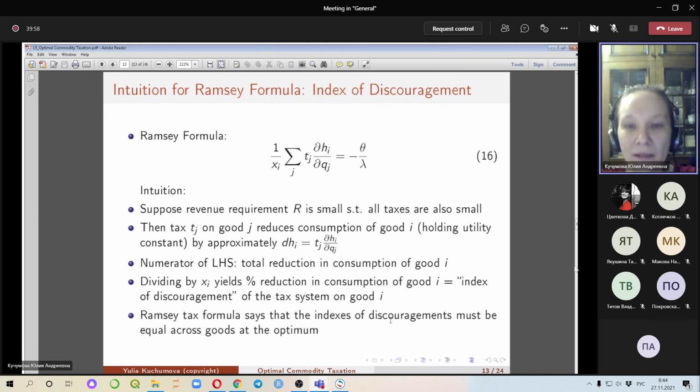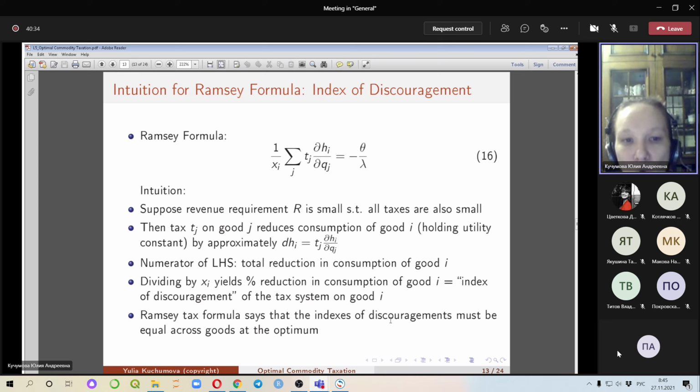So then we are ready to rewrite the Ramsey formula. We already did it, right? But we're ready to interpret the Ramsey formula in this new look. So this is also the Ramsey formula, but through the Hicksian demand. And why we did all these tricks is just to get this intuition. So let's work on this intuition.